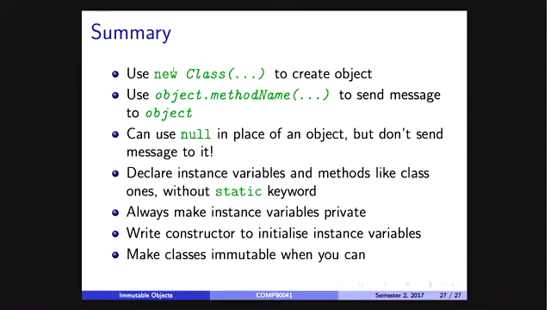So you declare instance variables in a class in the same way that you declare class variables in the class, except you don't say static. And that means every instance of that class has a separate value, a distinct value for that variable.